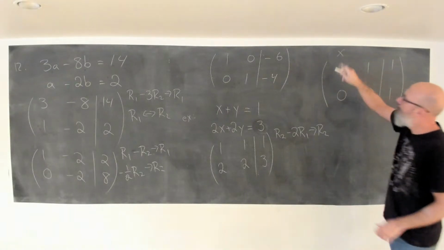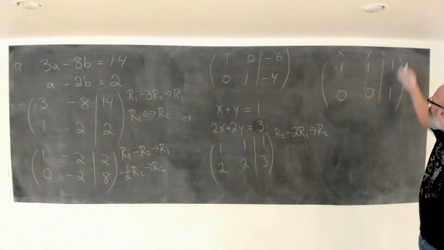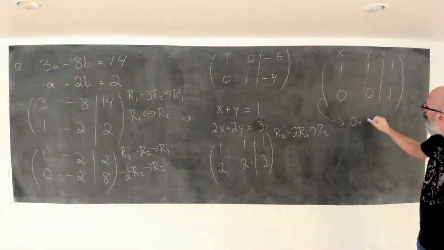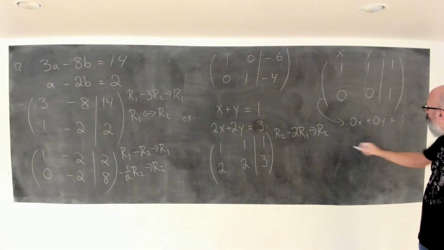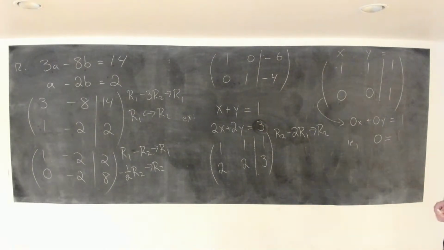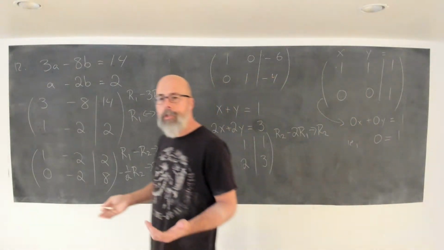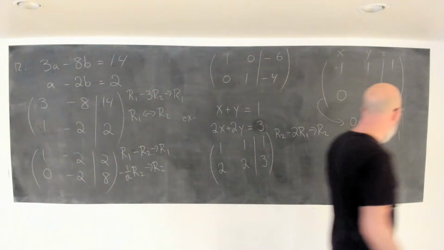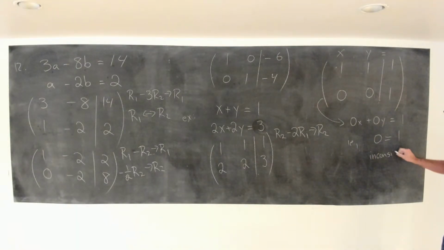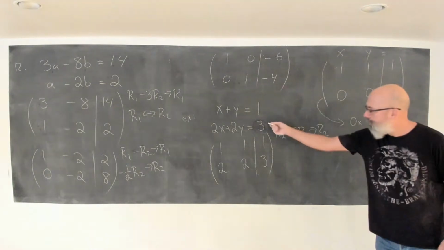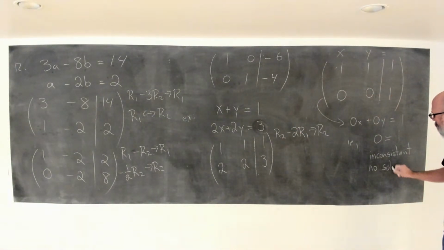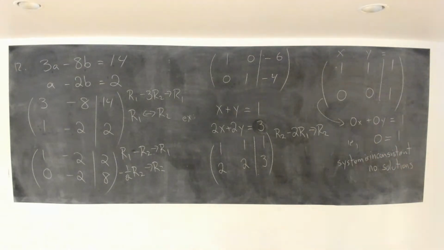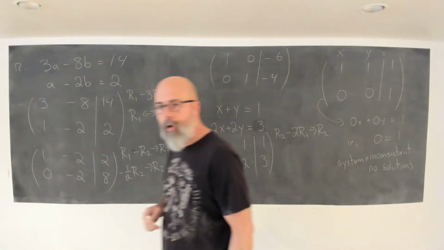Right, again, remember we had reserved the first column for the x's, second column for the y's, third for the constants. This last row here is telling us 0x plus 0y is equal to 1. In other words, 0 is equal to 1. You know this is nonsense. 0 is not equal to 1. So this is inconsistent. The system is inconsistent and there are no solutions.